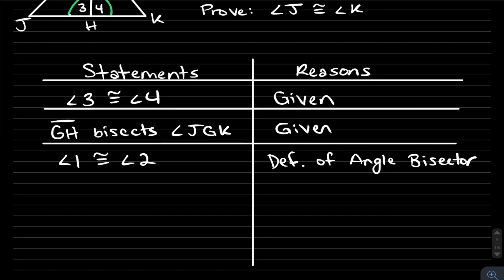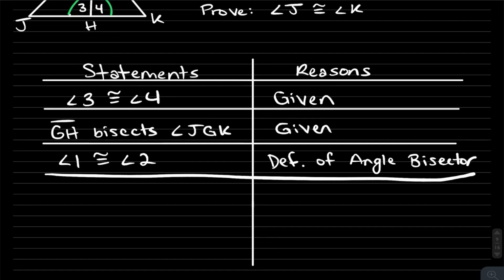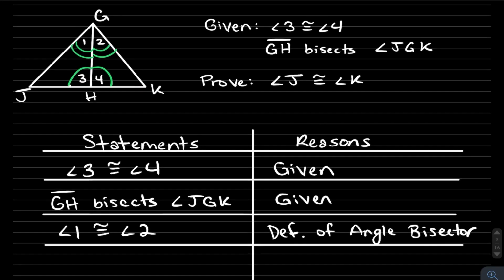And so then we can move from there and look at what we have, right? We have angles that are congruent, and then we have angles that are congruent. And so we're pretty close to being able to prove that this triangle and this triangle are congruent.